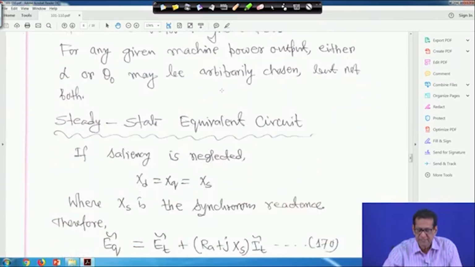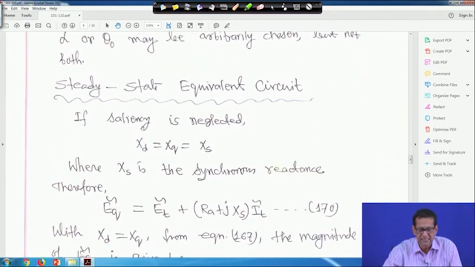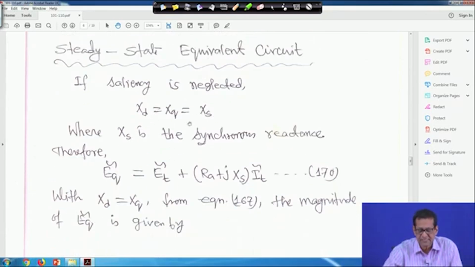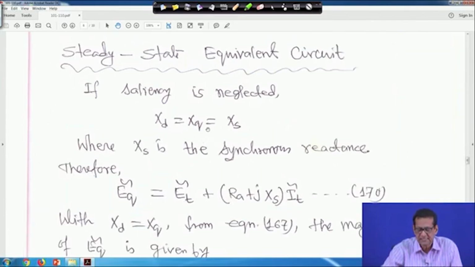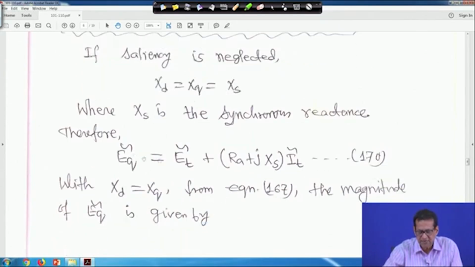Now, the steady state equivalent circuit. If saliency is neglected, then we can assume xd is equal to xq is equal to xs, where xs is the synchronous reactance. We are assuming both are the same. Therefore, we can write E_Q tilde equals E_T tilde plus (R_A plus j xq) I_T tilde. Now xq is equal to xs, so E_Q tilde equals E_T tilde plus (R_A plus j xs) I_T tilde. This is equation 170, where xd is equal to xq.